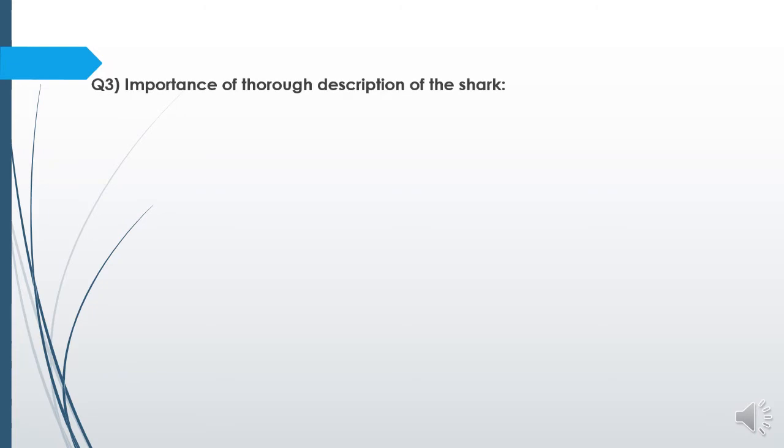Question 3. Importance of thorough description of the shark. So the writer provides a full description of all details about the shark and the situation. And the book is asking, why would the writer provide such thorough description of the shark? It gives options, and it's up to us to choose one or two. Is it because the reader may not know the details of a shark? This is highly unlikely, that any of us would not know what a shark is or how dangerous a shark is.